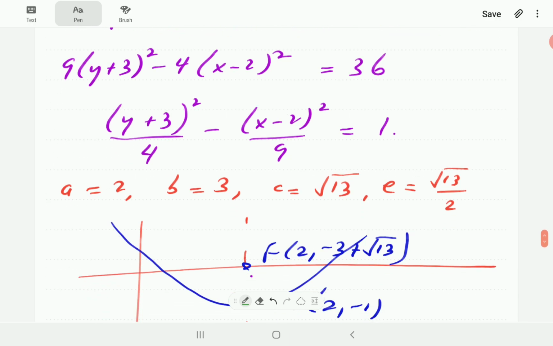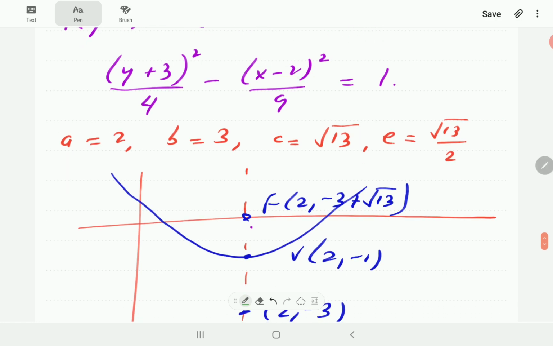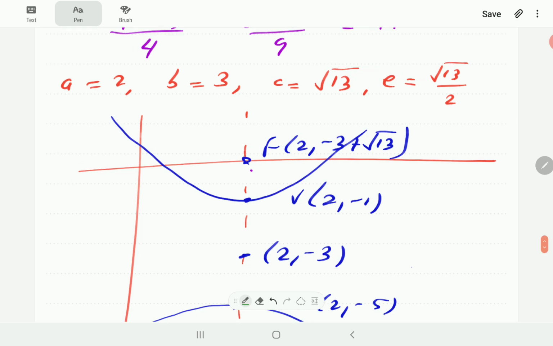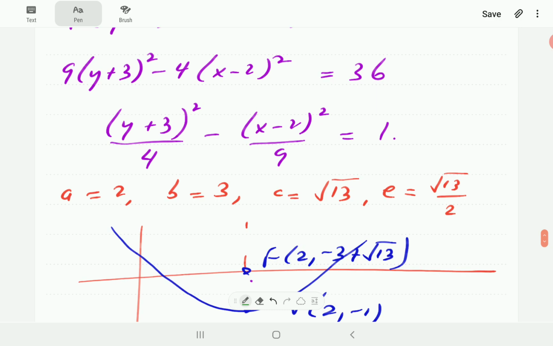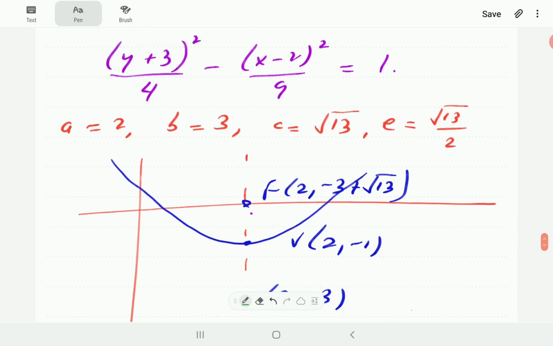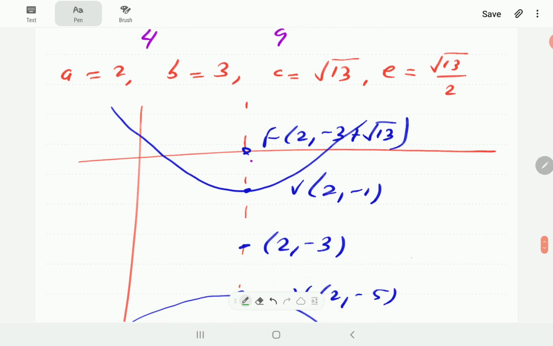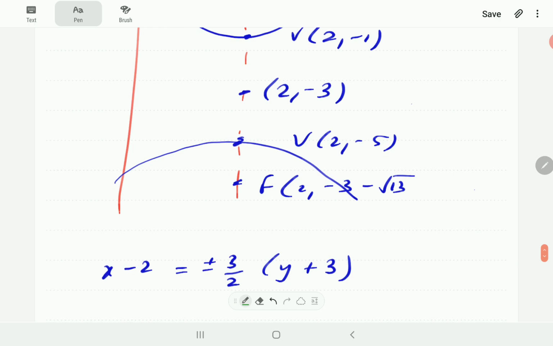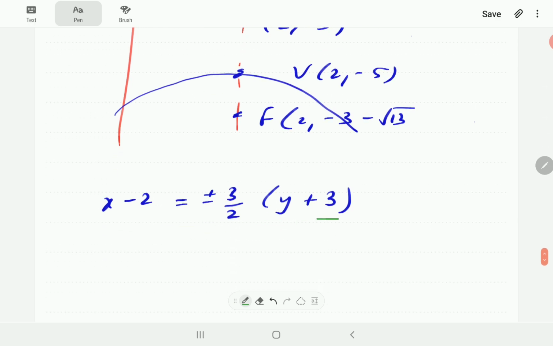So from this, the center is going to be at 2, -3. Because the y term is positive, the transverse axis is going to be vertical, and so your vertices will be at 2, -5, 2, -1. The foci will be 2, -3 minus √13, 2, -3 plus √13, and these will be the two equations of the two asymptotes.